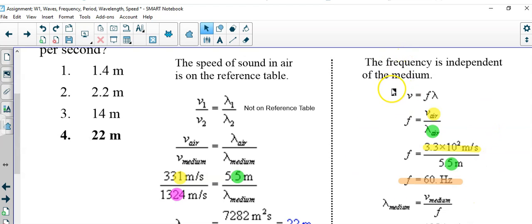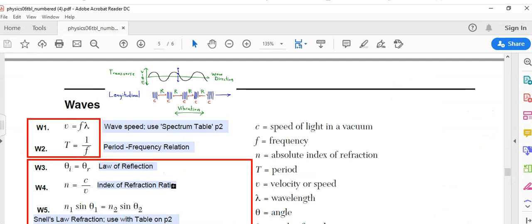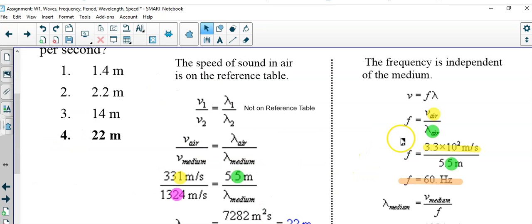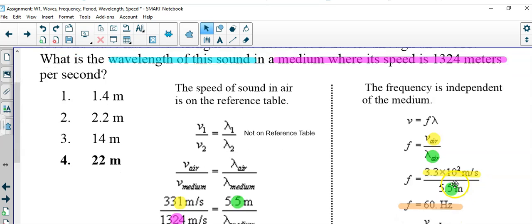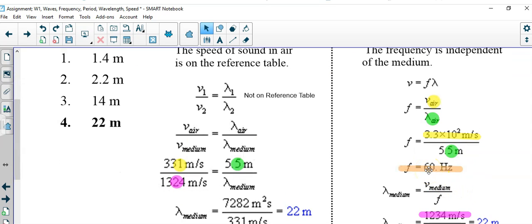The frequency is independent of the medium. If we use the v = fλ formula, which is in fact formula W1, then we say that frequency is the speed of sound in air divided by the wavelength in air. So if we know that the speed of sound is 331 meters per second, we divide that by the given wavelength in green, 5.5, we know that this is a 60 hertz wave. That means 60 cycles per second.